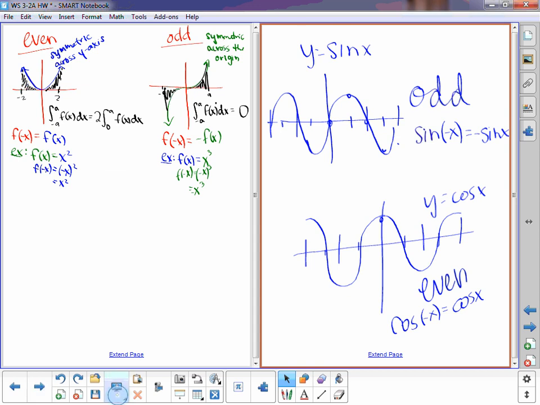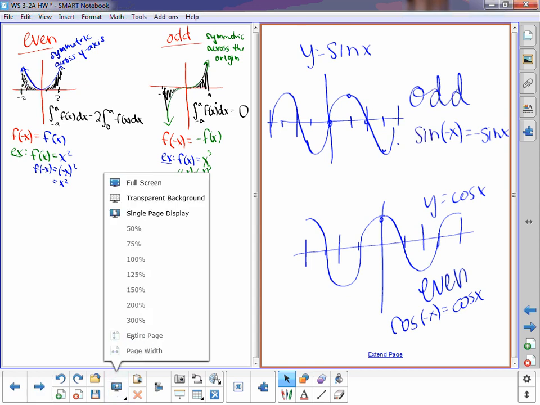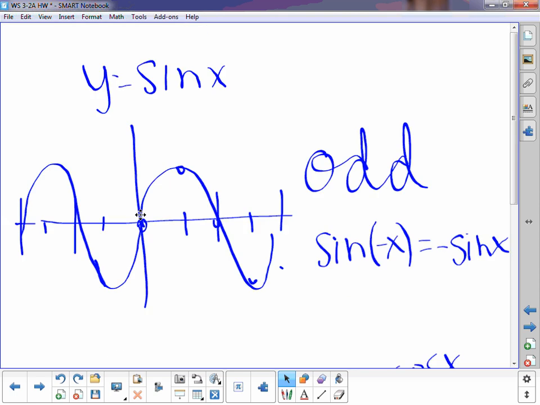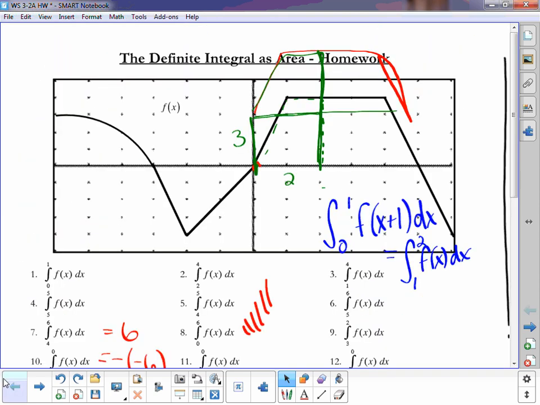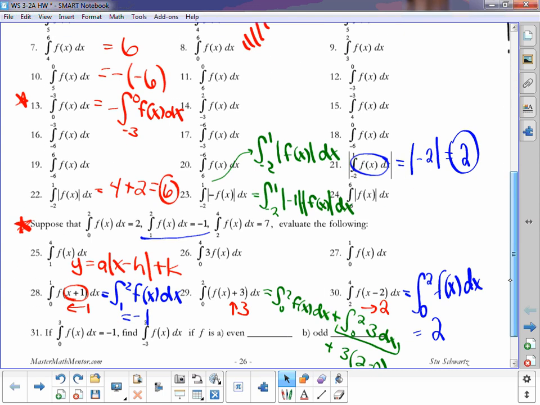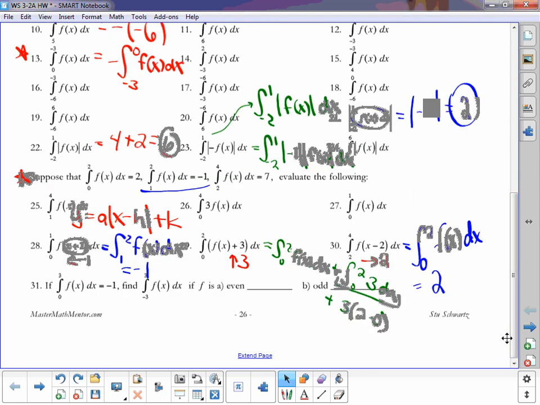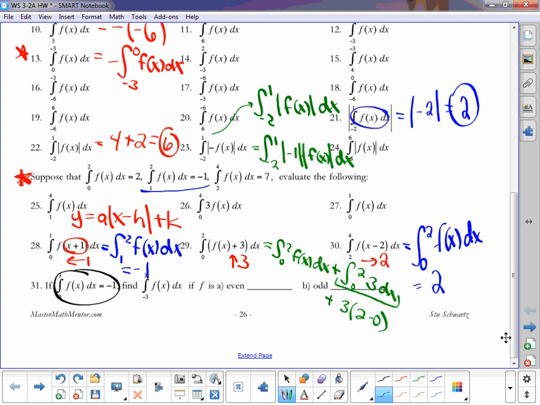Okay, so then looking back at that problem on the homework. If our function is -1 from 0 to 3, find the integral from -3 to 3 if it's even. So what would my answer be if the function was even? -2, good, it's just double that. And what would it be for odd?